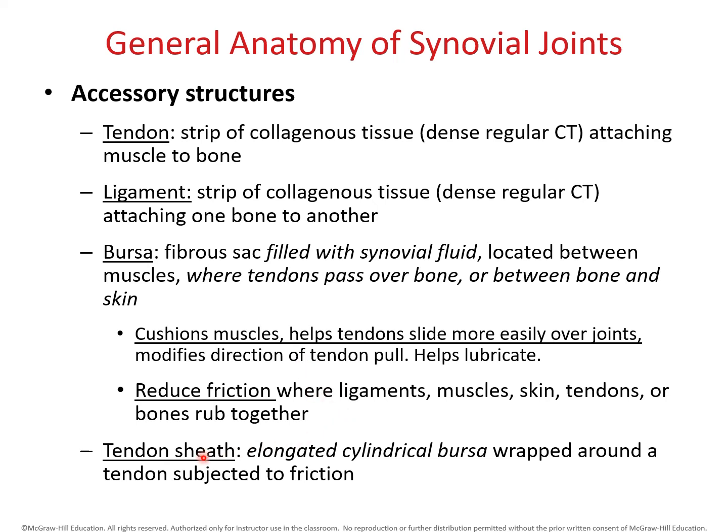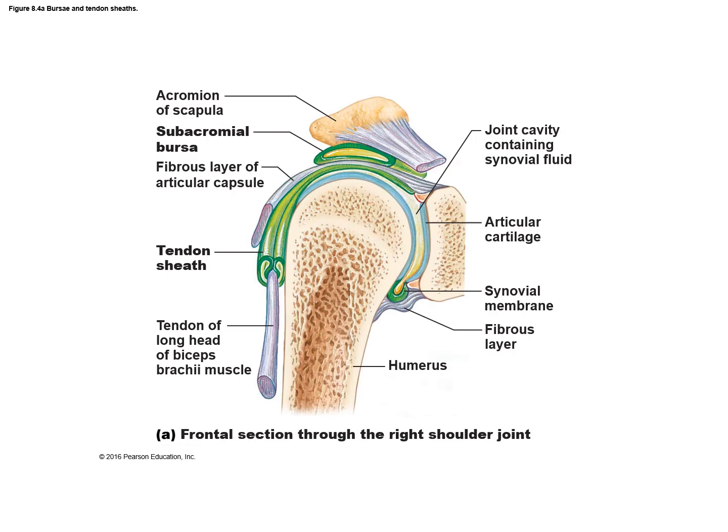What is a tendon sheath? I already mentioned that a little bit. A tendon sheath basically is a bursa. It is an elongated bursa that's going to wrap around a tendon because tendons are longer. So we're going to have a specialized bursa that is going to wrap around this longer tendon. We call that a tendon sheath.